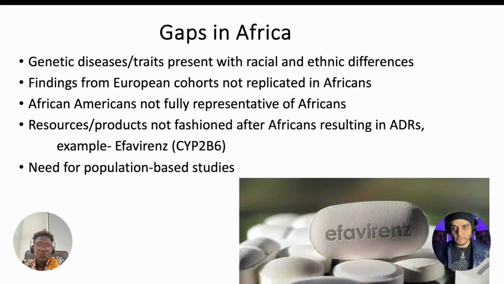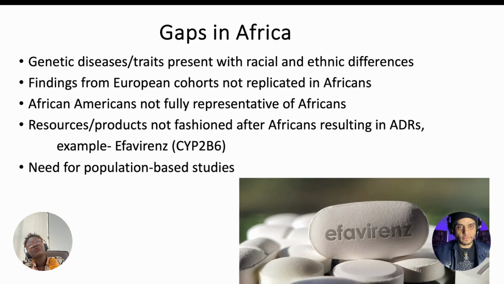In addition to that, if you think about traits and genetic diseases, they present with racial and ethnic variations. For example, you pick breast cancer, there's different subtypes. If you look at triple negative breast cancer, for example, it's more common in women from West Africa than Caucasian. And if you decide to use just Eurocentric data for Africans, you realize that if you repeat some of the genetic studies, it's not really replicated in some instances.